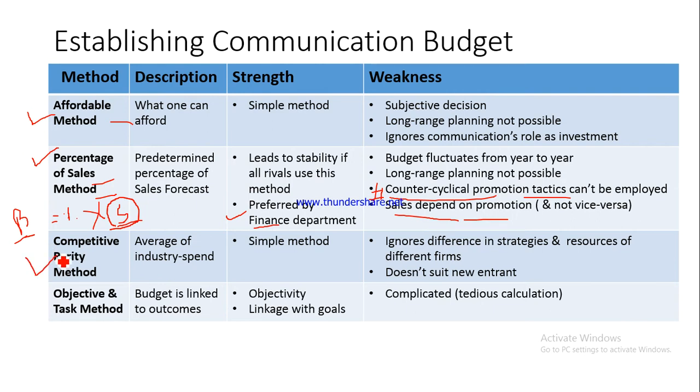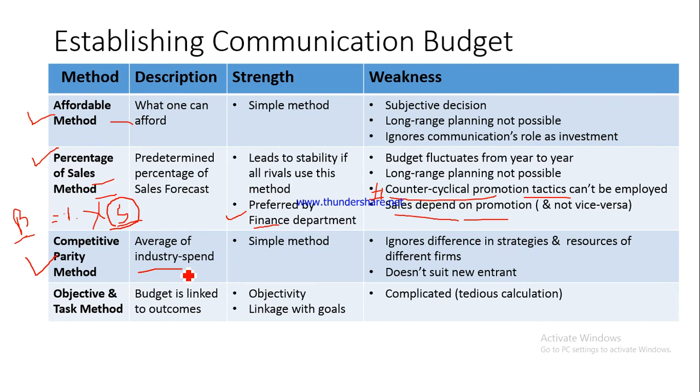Then we have got the competitive parity method. Now what do we mean by the competitive parity method? Competitive means you are talking about the rivals in the market. Parity means equality here. Now what do we mean by competitive parity method? So basically what you do is you determine your communication budget depending on what the others are doing in the market. What are other marketers doing as far as that particular industry is concerned? So you try to achieve a parity with your rivals in the market.